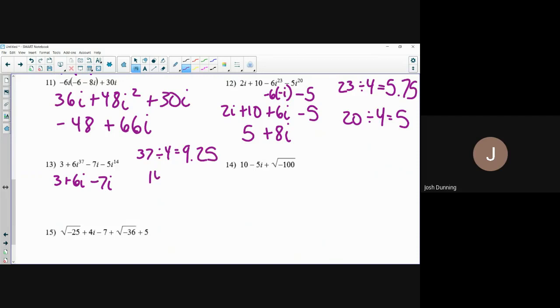Oh, 14. It goes in 3 times with a remainder of 0.5. So that's 2/4. So it's like i squared. And i squared is negative 1. Minus 5 times negative 1 will change that to plus 5. 5 plus 3 is 8. 6 minus 7, negative 1. You can write 1i, you can just write i. Doesn't matter.